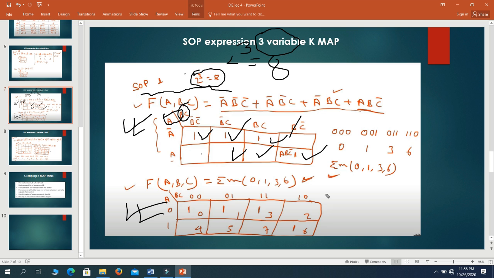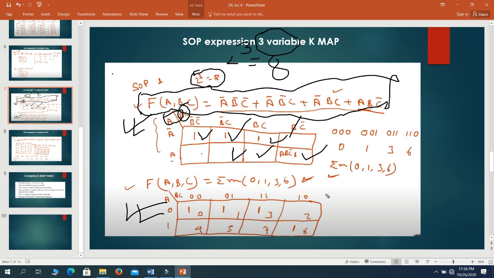Okay, the question is given like this. We are given a function, f of ABC, and you are being asked to place this function in the Karnaugh map and find the min terms. So I hope you have understood the question. Given this function, find the min terms of this function, and construct a K-map using this function and put the corresponding values inside that Karnaugh map.